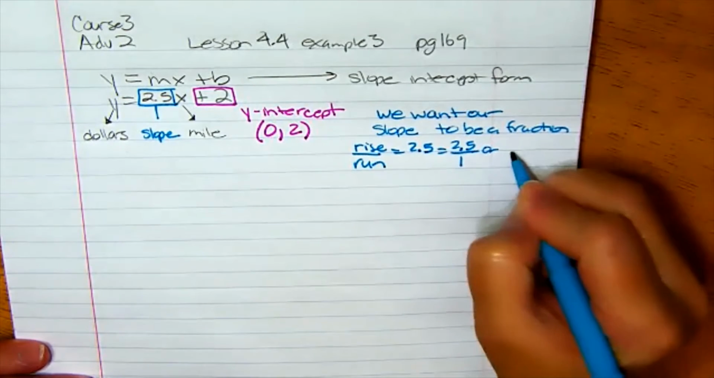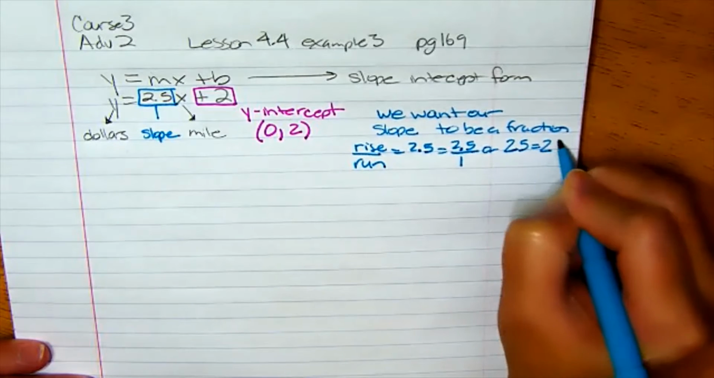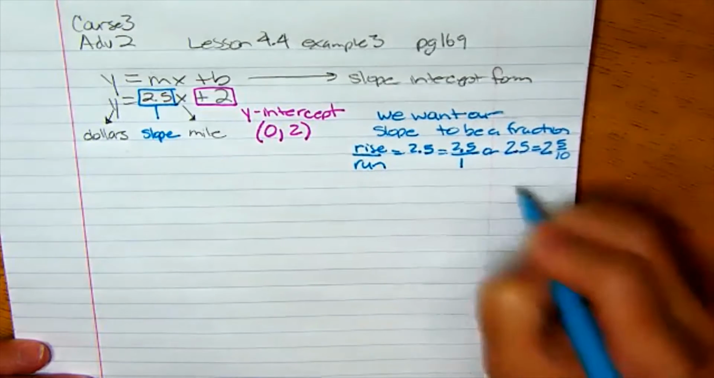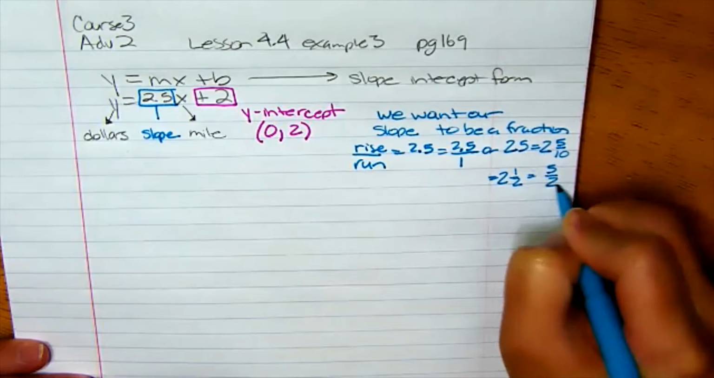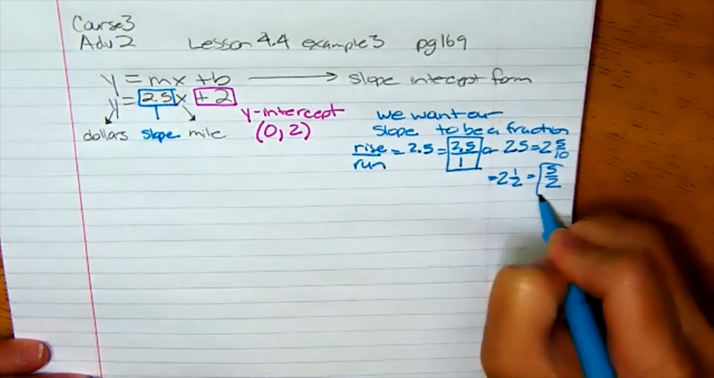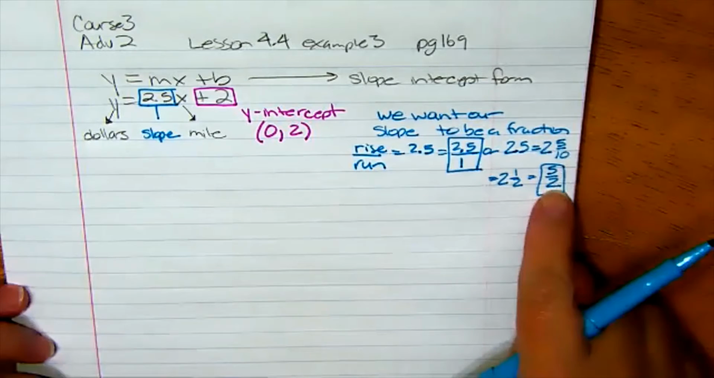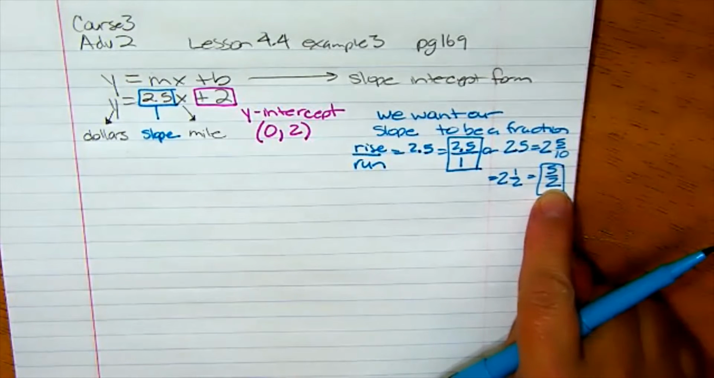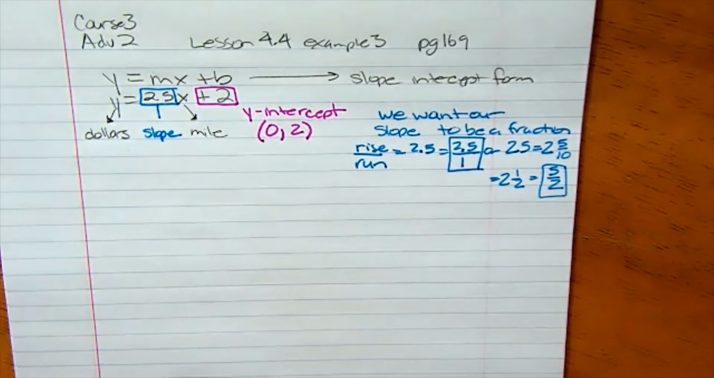Or we can say 2.5 is equal to 2 5/10, which is equal to 2 1/2, which is equal to 5/2. We can use this fraction or we can use this fraction. You will get the same answer either way. It's up to you. With this, you're dealing with whole numbers. Here, you're going to be dealing between tick marks. So either is fine.